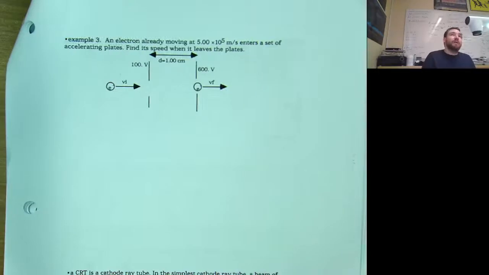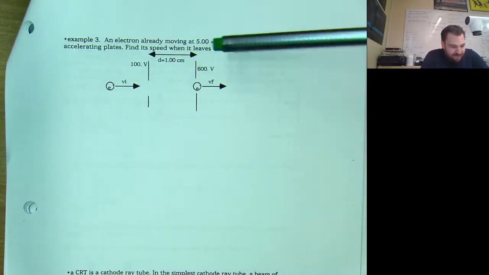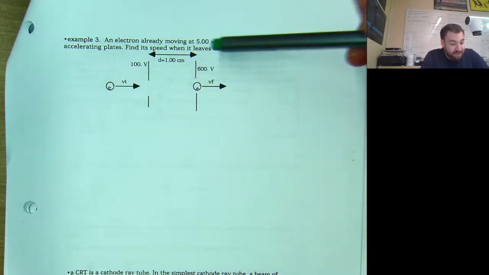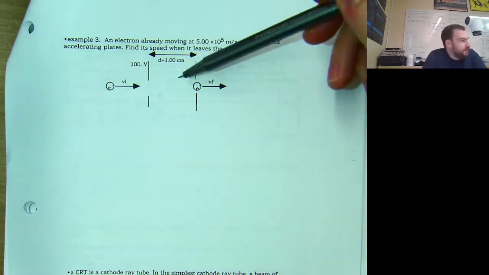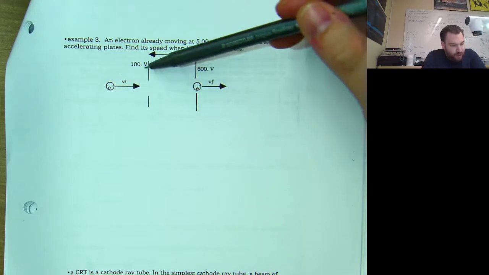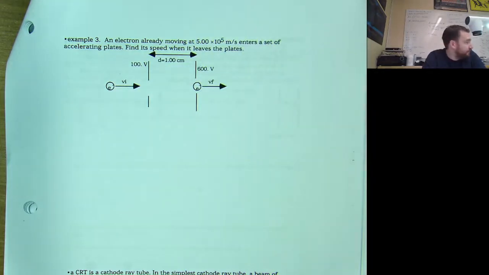So, an electron already moving at 5 times 10 to the 5 meters per second enters a set of accelerating plates. We want to find the speed when it leaves the plates. We can do that. We know what the distance is between the plates. We know what the voltage difference is between the plates. So we've got options here.